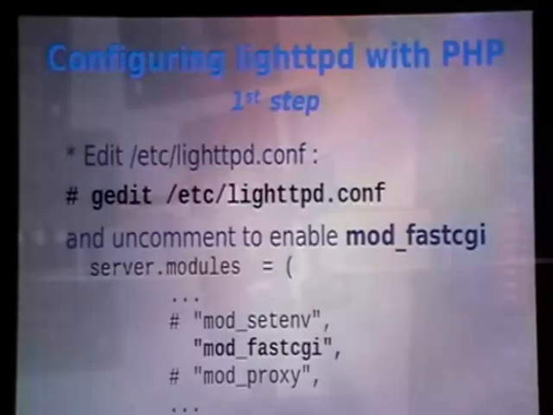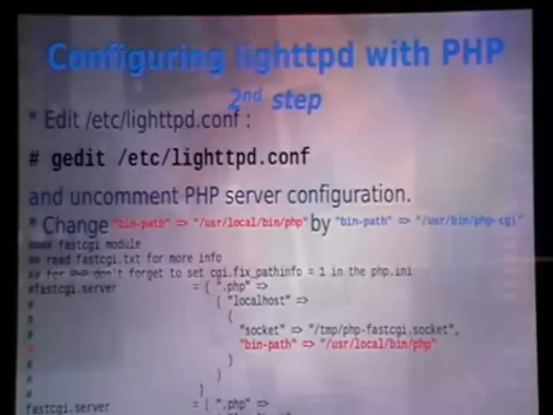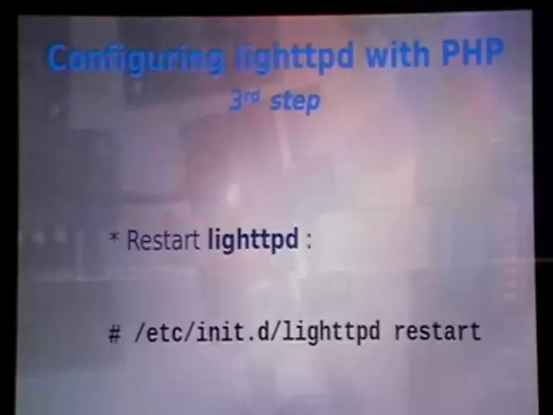We should adapt the lighttpd.conf file to enable mod_fastcgi. Next is to uncomment the PHP server configuration, and to change /usr/local/bin/php by /usr/bin/php-cgi. And after these changes, we should restart Lighttpd.